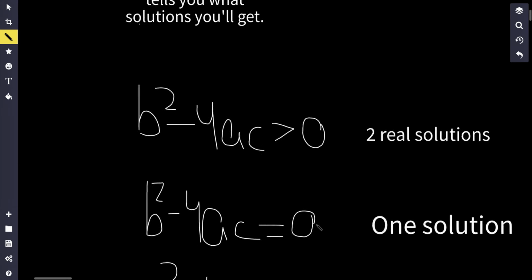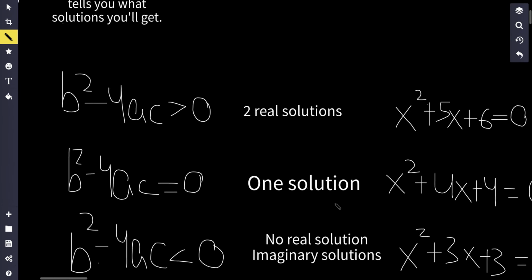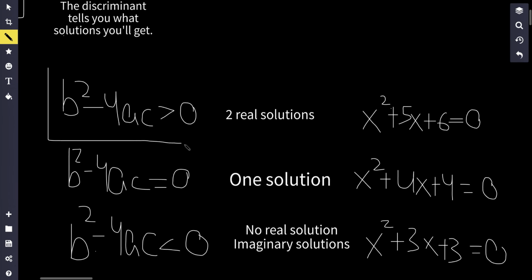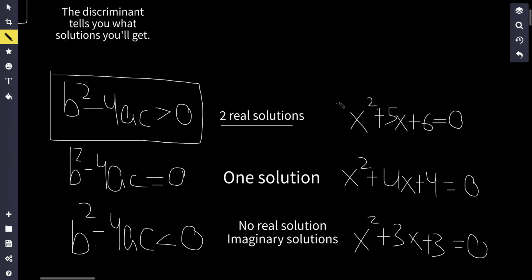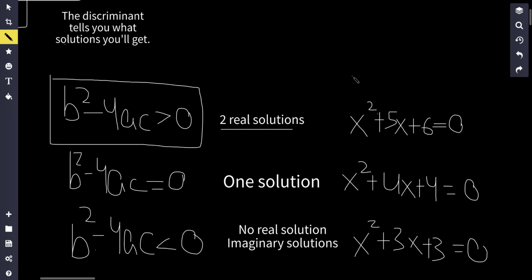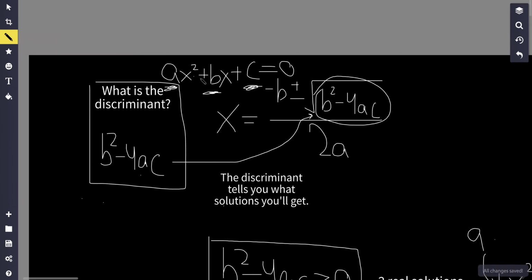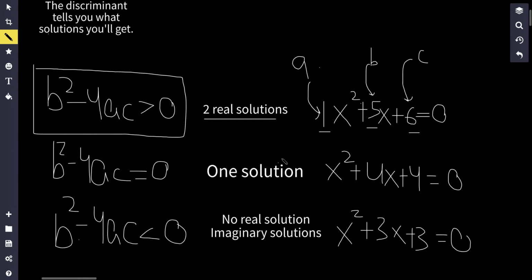Let's look at some examples. So if your discriminant, so if this b squared minus 4ac is greater than 0, then you're going to have two real solutions. Now, let me show you an example of this. So right over here, I have this quadratic equation. Now, my a value is going to be equal to 1. My b value is going to be equal to 5. And my c value is going to be equal to 6, right? Remember, this is for just the regular form for the quadratic equation, the standard form.